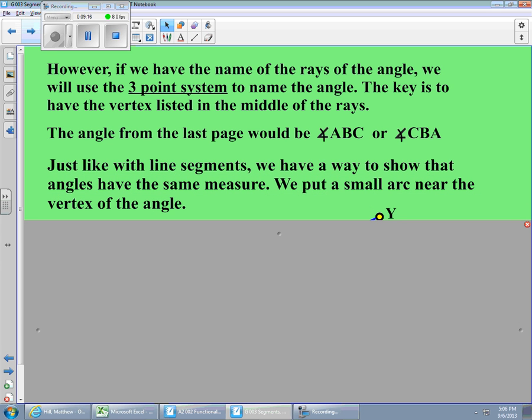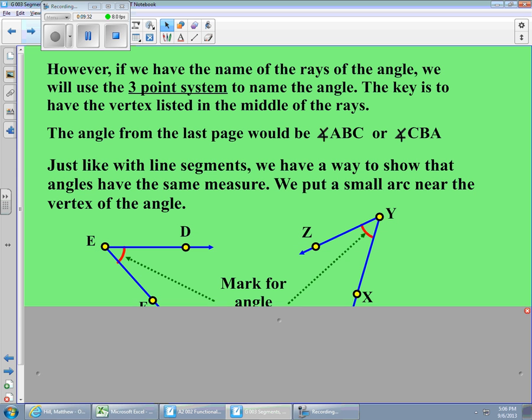Now, just like with line segments, we have a way to show that angles are going to have the same measurement. Okay, it's not tick marks like it was with line segments, but we have a small arc that will appear down inside of the angle. Looks kind of like this.